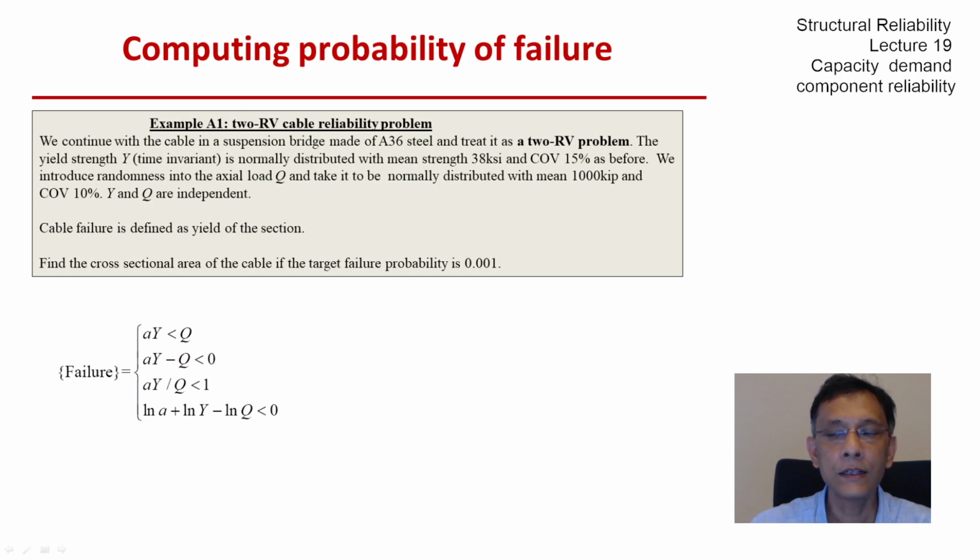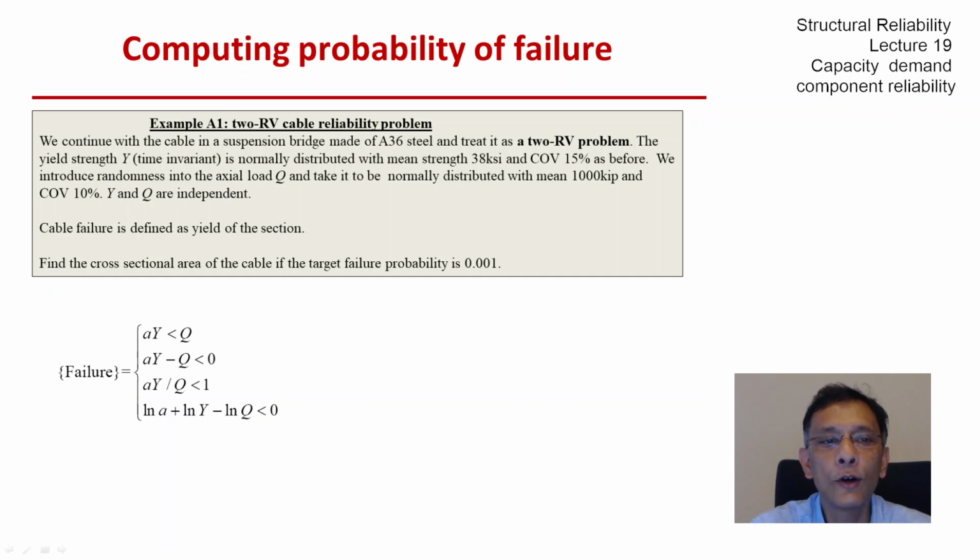Now, here is an interesting question: there are different ways of describing failure. They should be equivalent. We could define AY less than Q. We could define AY minus Q less than 0. We could define AY divided by Q less than 1. We could take log. Obviously, taking log would be a problem because Y and Q also have negative values. But this is a general representation.